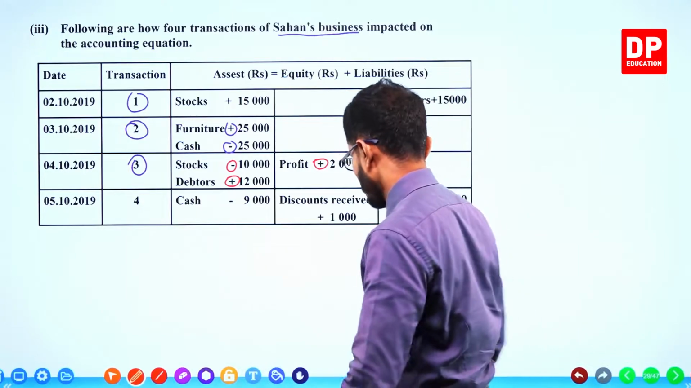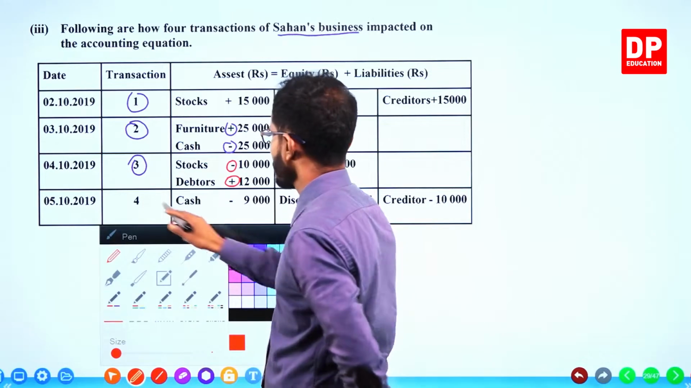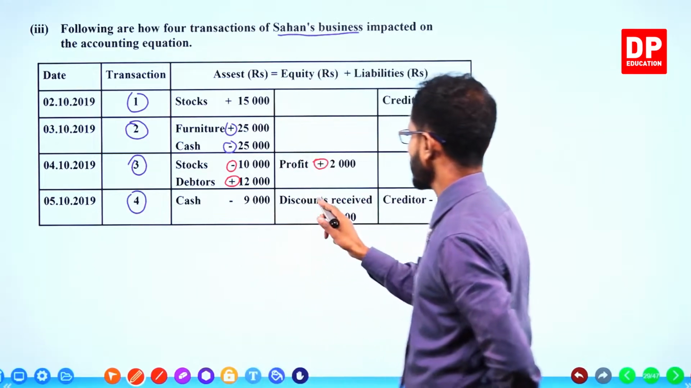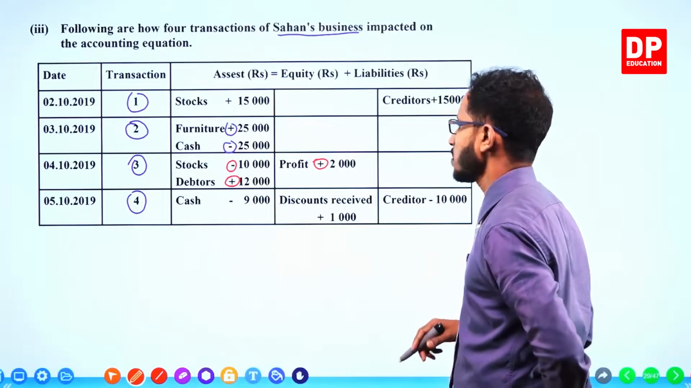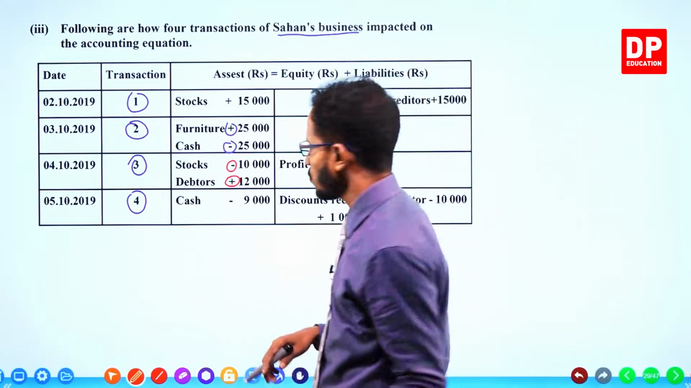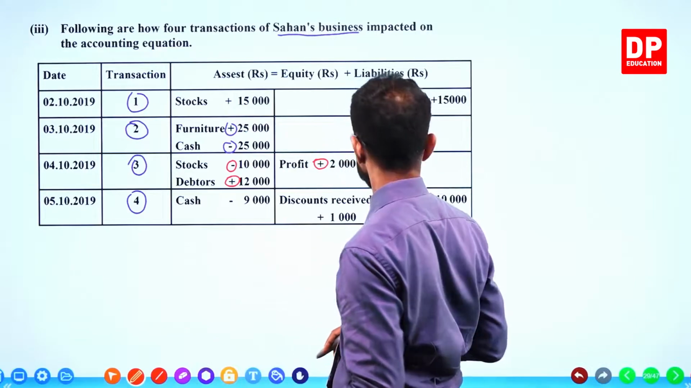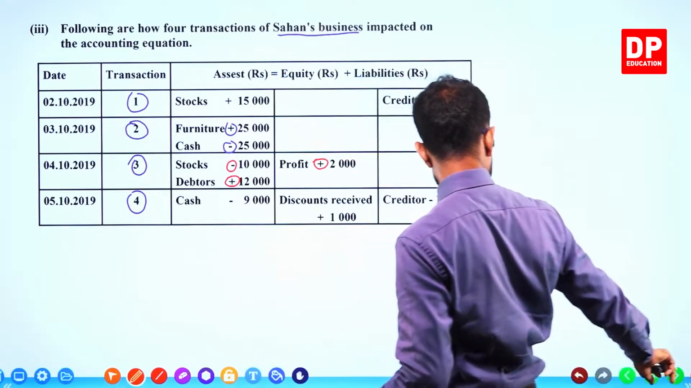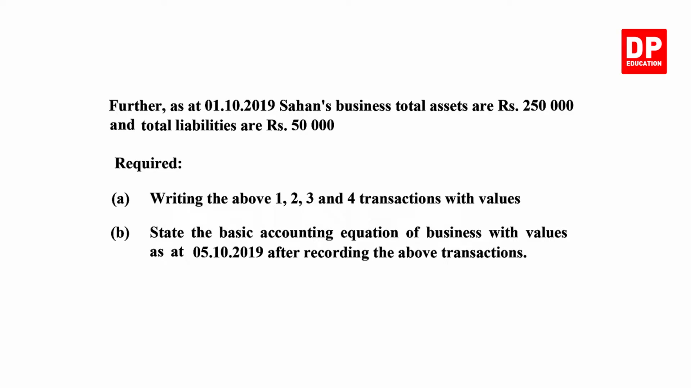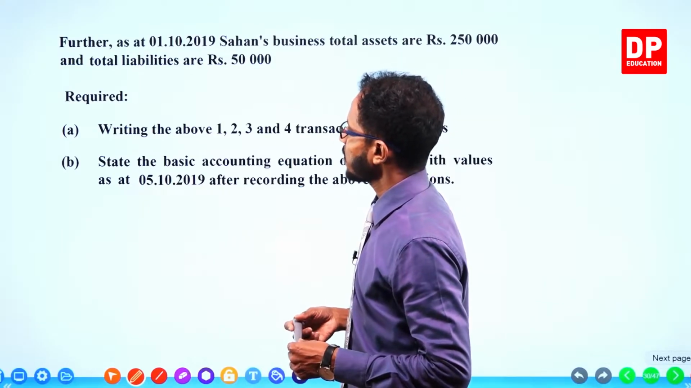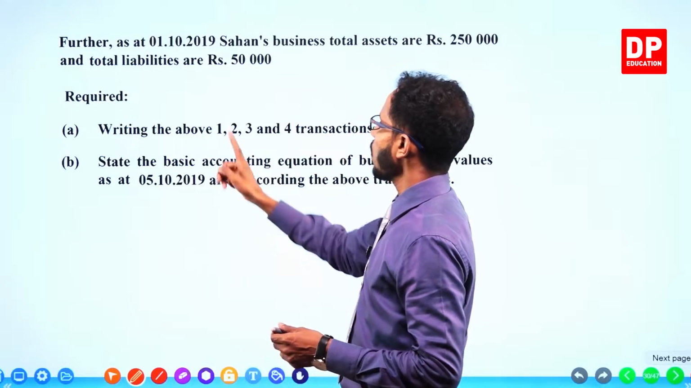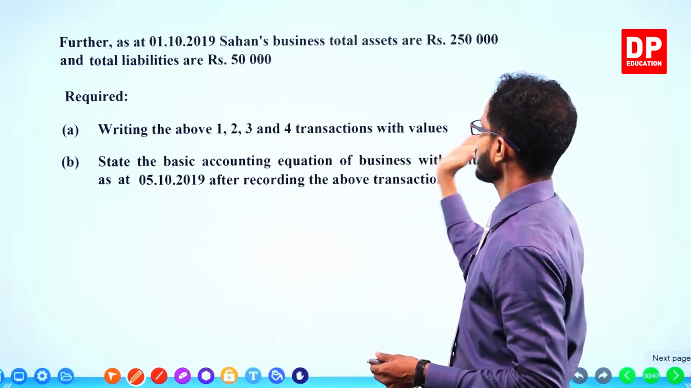Fourth one. Cash minus, discounts received plus, creditor minus. Alright, let's first see what we have to do. No, we are doing the question without even seeing what we have to do. Further, as at first 2019 Sahan's business total assets are 50,000 and total liabilities are 50,000. Required: writing the above 1, 2, 3 and 4 transactions with values.